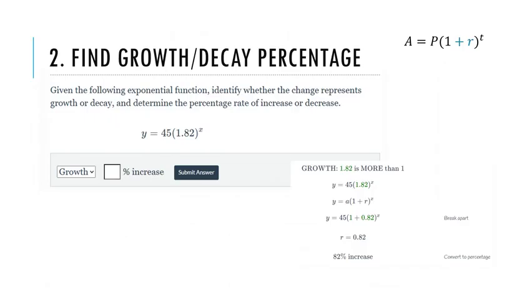All right, let's do this one. Given the following exponential function, identify whether the change represents growth or decay and determine the percentage rate of increase or decrease. Now notice this number in here is a 1.82. And how did I get 1.82? I did 1 plus 0.82 raised to the x.